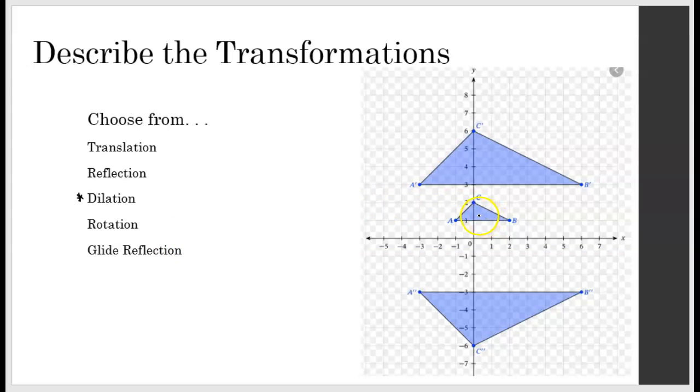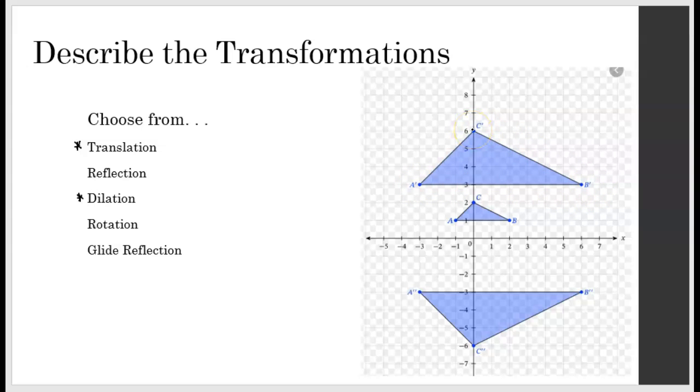Then it appears to me that not only have I blown this thing up and made it bigger, but I also had to slide it up. Well, a slide is a translation. And those 2 things together, the dilation and the translation, are what would get me to A prime, B prime, C prime, which is my first image.